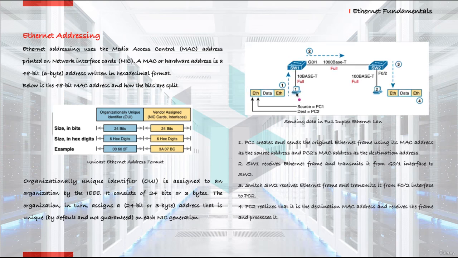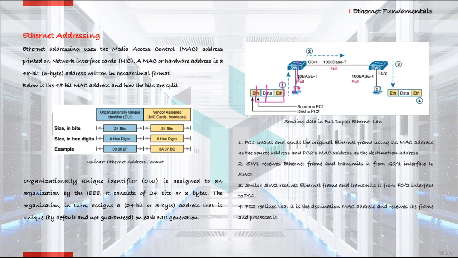First, we encapsulate this data by taking it into the Ethernet frame, where the Ethernet header also has the MAC address of PC1 and the destination MAC address of PC2. PC1 transmits the packet to the switch, which looks at its MAC address table and checks if there is a destination MAC address. Here it learns the MAC address of PC2 from switch 2 because gigabit 0/1 is connected, and sends the packet to switch 2.